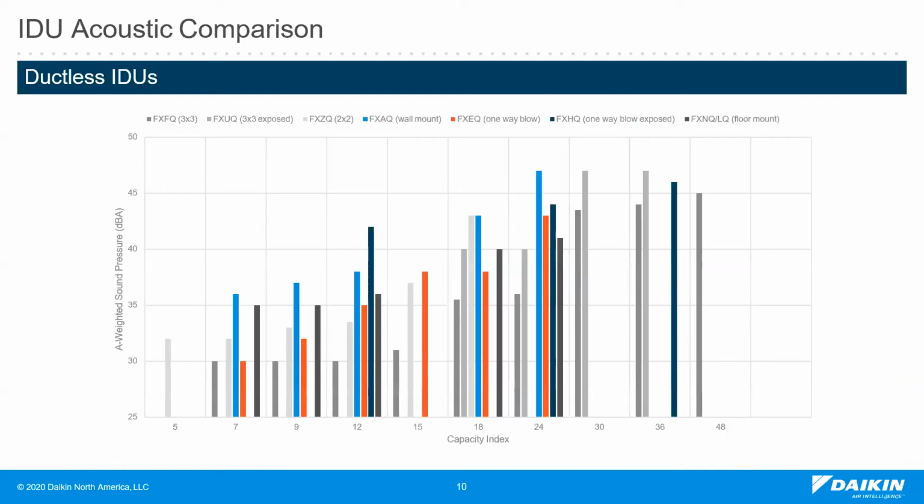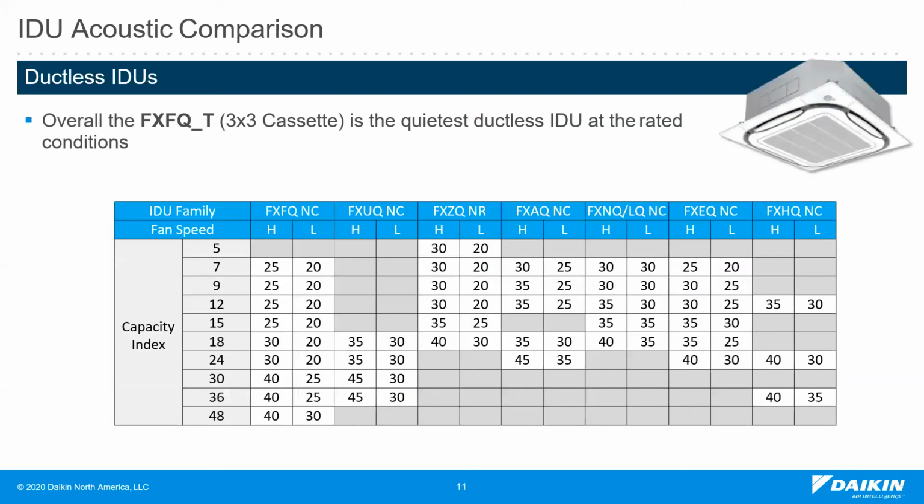Here's a nice graphic showing a comparison of A-weighted sound pressure for our ductless units. The sound pressure varies depending on unit size. You'll see that the blue colored bars, which are the wall-mounted FX AQs, is the loudest ductless indoor unit across its range, whereas the light colored gray bars, which are the FX FQs, is the quietest across its range. And an equivalent tabular summary of sound pressure comparisons. Again, the FX FQ shown on the leftmost column is the quietest at tested rating conditions.